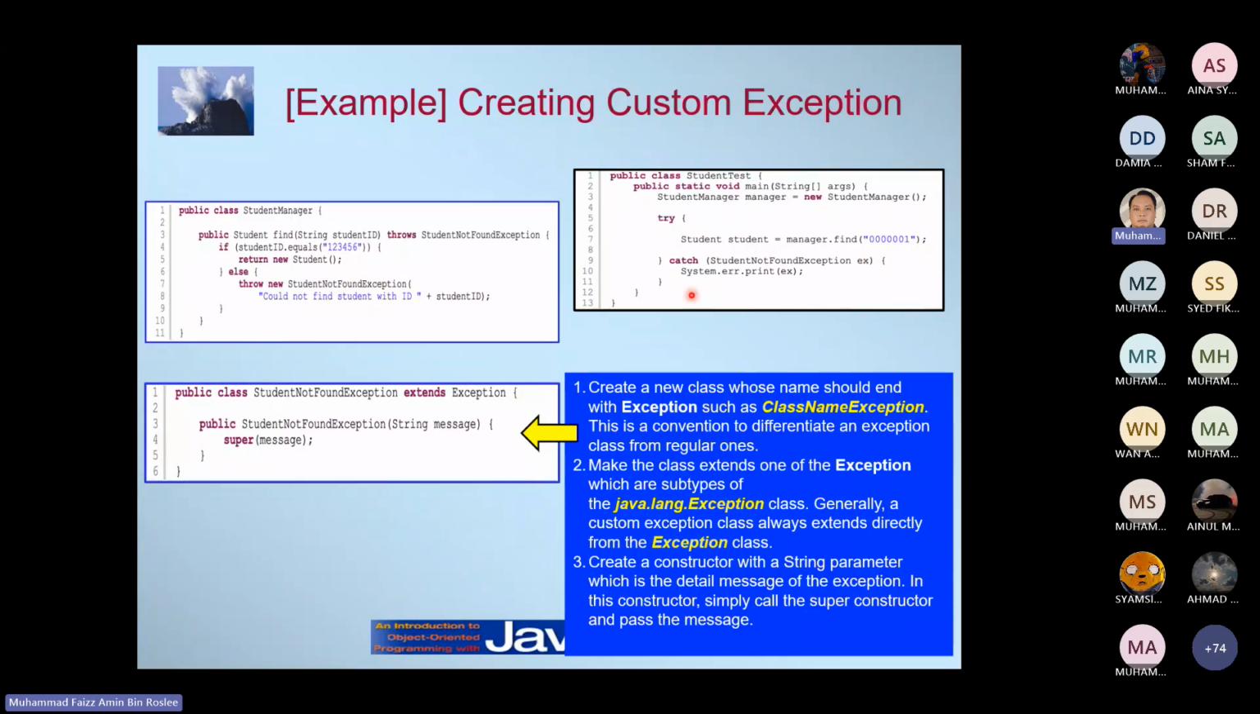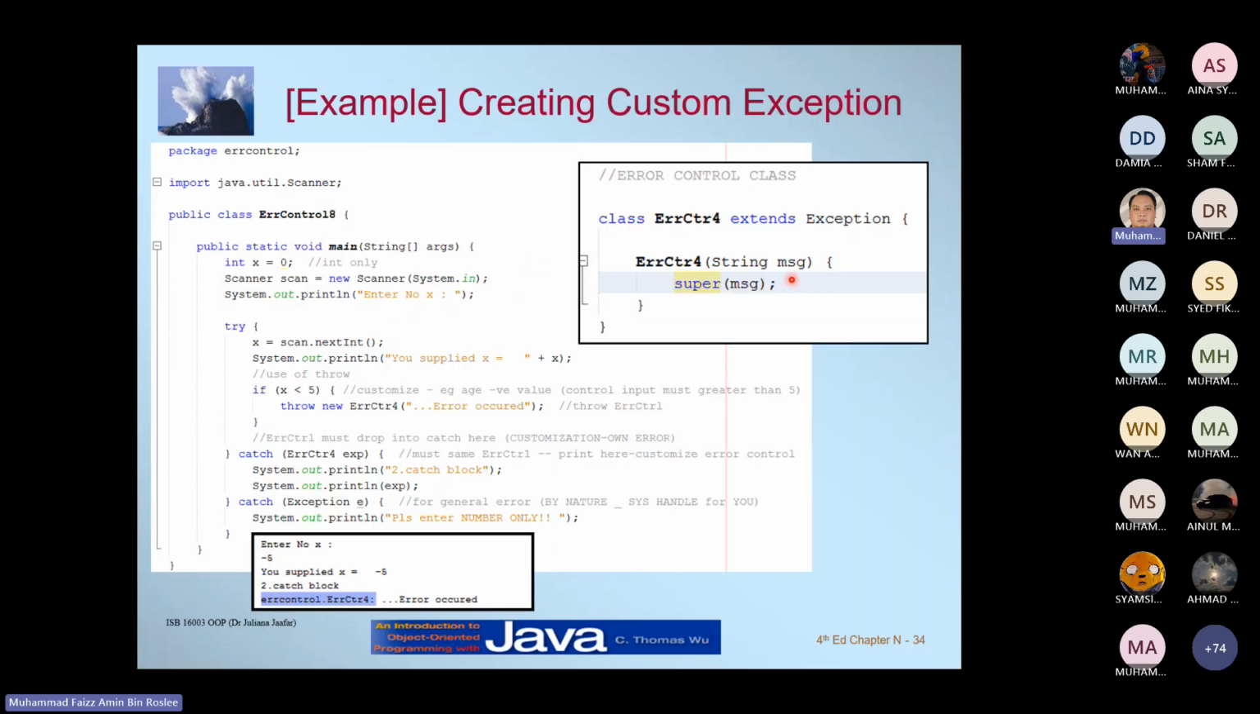Okay, then you can use System.err.print, and pass the ex object in here. Okay, and it will show the error.